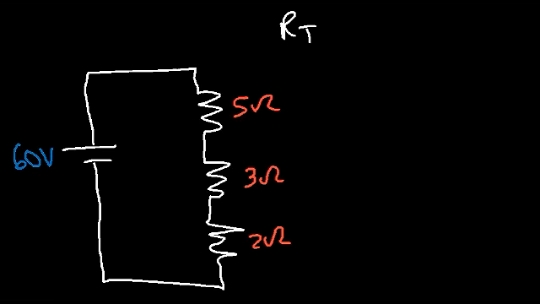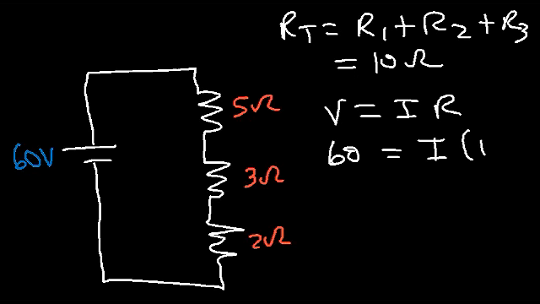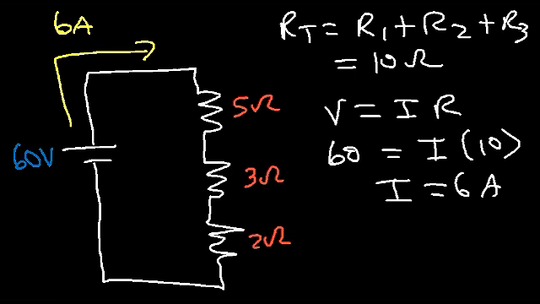So first you have to find the total resistance, which is R1 plus R2 plus R3. So that's 5 plus 3 plus 2, which is 10 ohms. Next, we need to use V equals IR to calculate the current in the circuit. So the voltage is 60, the resistance is 10, so 60 divided by 10 will give us the current of 6 amps. So 6 amps of current flows through the circuit in this particular example.